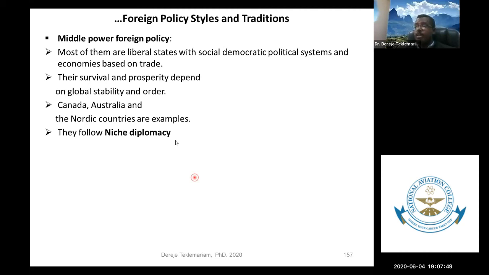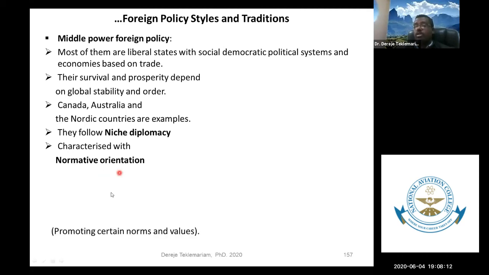So they focus on niche diplomacy. One thing that characterizes niche diplomacy is that they have a normative orientation. They don't want to quarrel with everybody. For example, we have to reduce climate change, or we have to minimize land degradation. If it is said that land conservation should be done, nobody opposes it. It's normative. So they really work on these non-controversial issues like promoting certain norms and values.